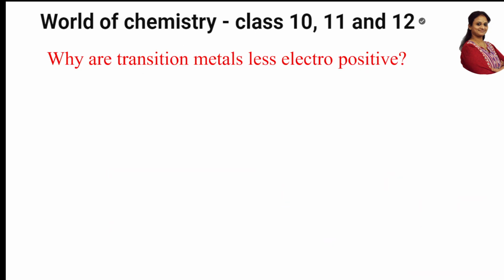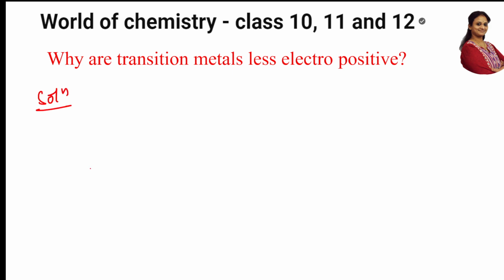Next question, let us go. Why are transition elements electropositive in nature? What is electropositive basically? Electropositive means the ability of a particular metal to donate electrons. Electronegative means dragging the electrons. Now, first of all, I have to talk in terms of that.